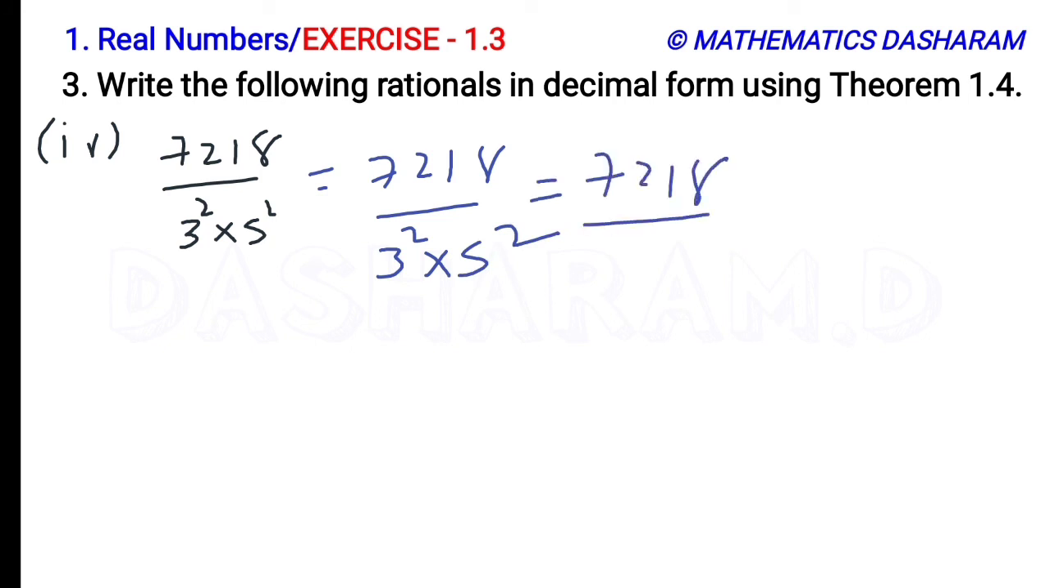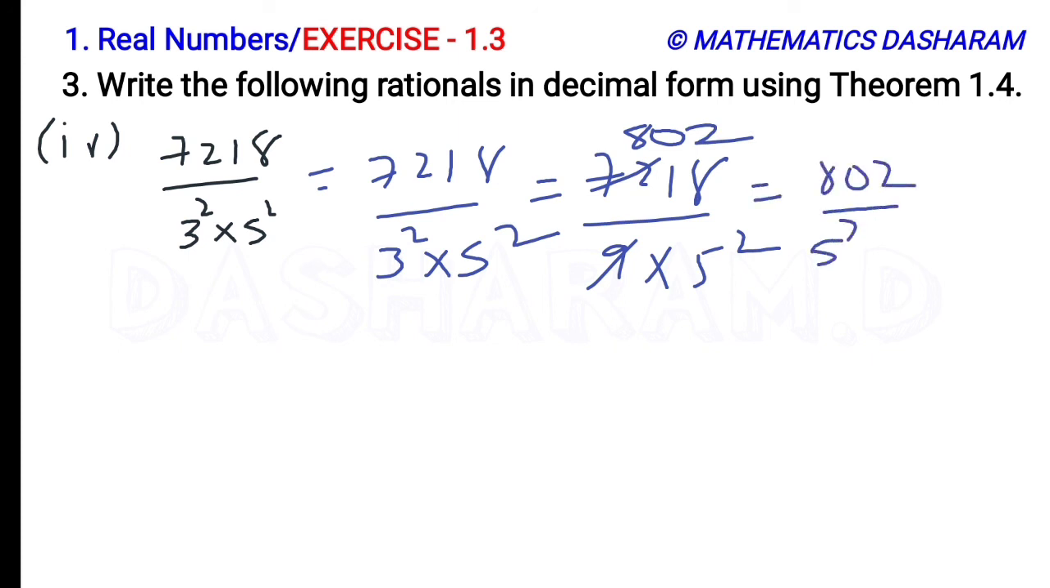7218 divided by 3 square is 9 into 5 square. 9 ones are 9, 9 8s are 72, and 18, we are taking 2 digits at a time, so take 0. 9 2s are 18. So it is equal to 802 divided by 5 square.